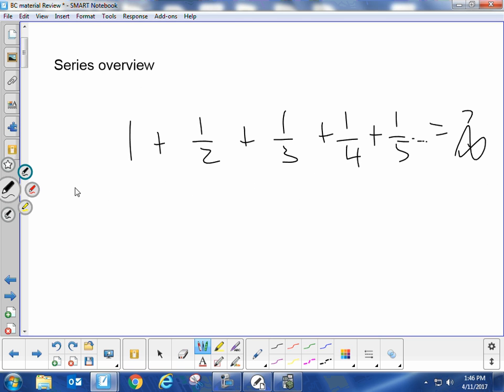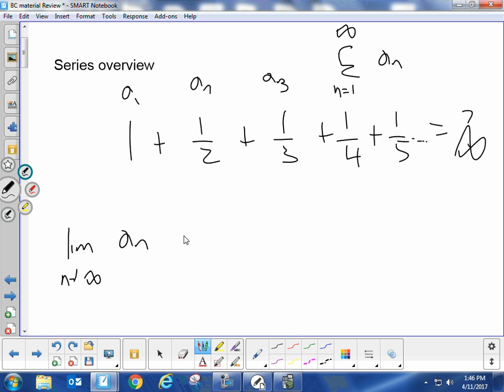Now, the most important thing about series, stuff being added, is that typically we'll call these terms A1, A2, A3, and this would be the sum of my AN, starting from 1 and going to infinity. If my ANs do not approach 0, well, then we know immediately we are going to diverge. This is the nth term test.